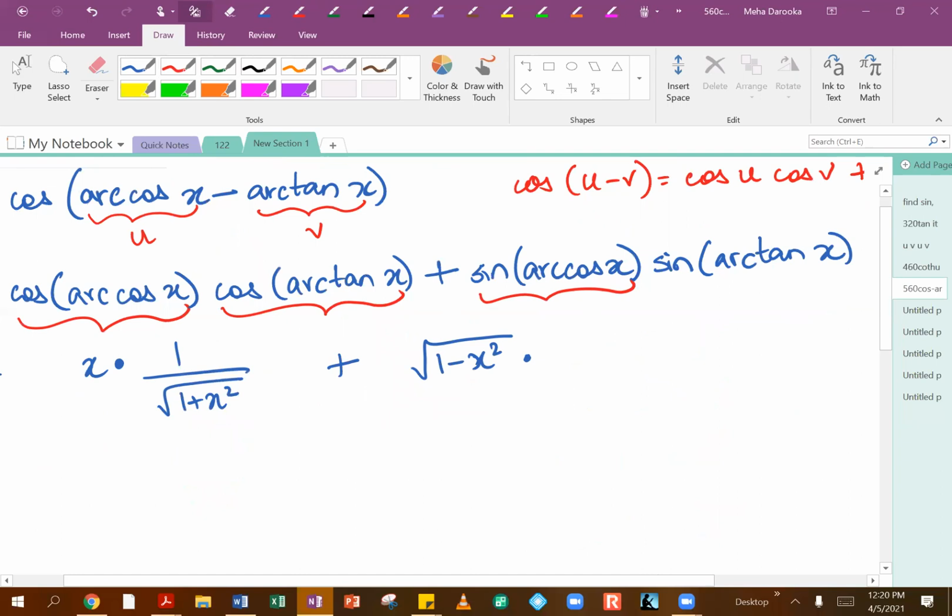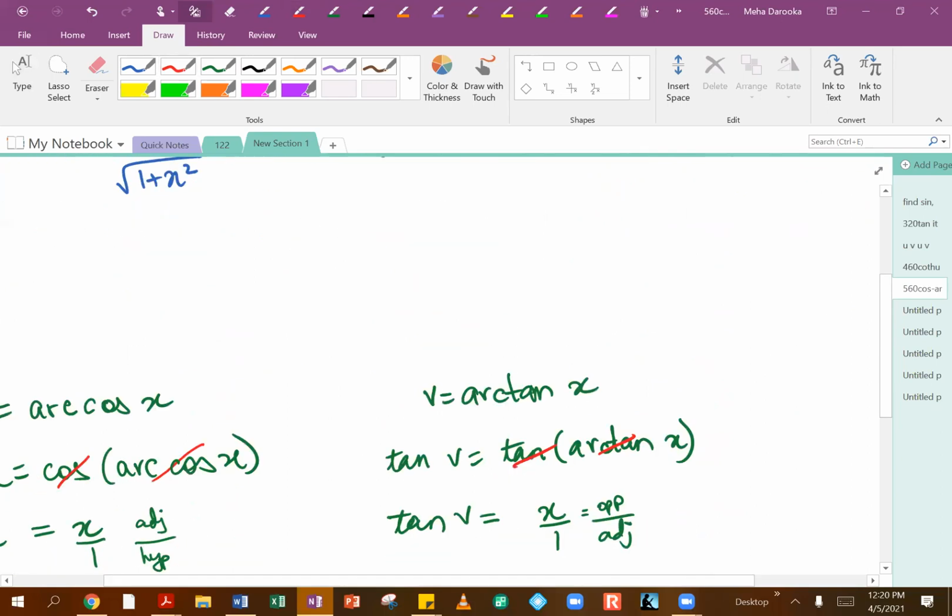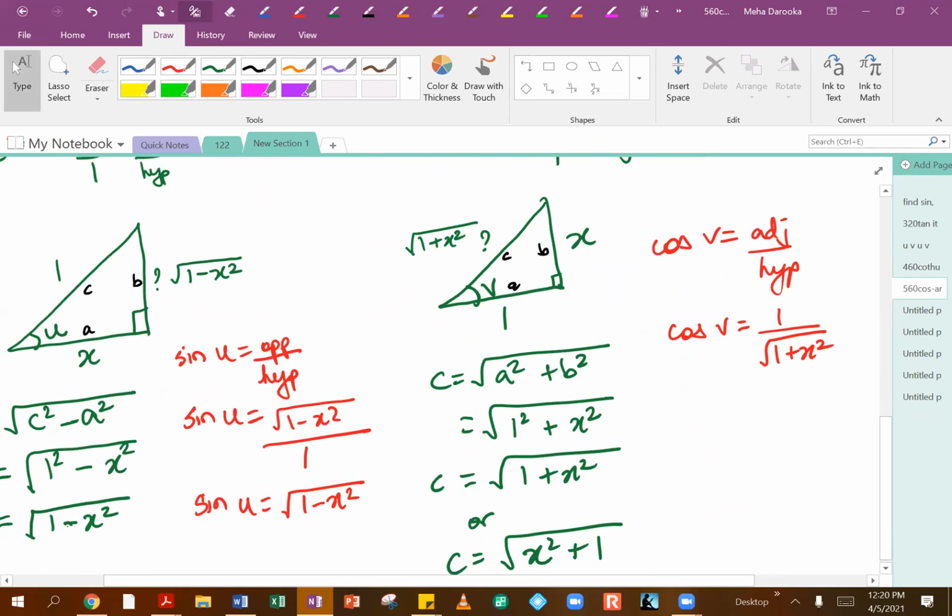Alrighty, and now we've got to figure out the second part of this side, which is sine of arctangent of x. Arctangent of x is your angle V. So sine of angle V. And what will this guy end up giving us?